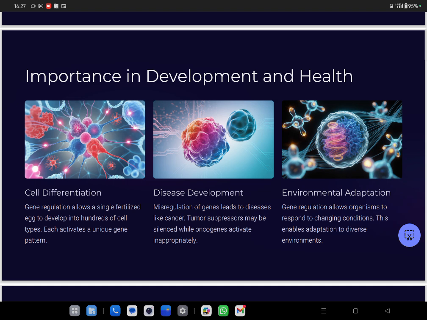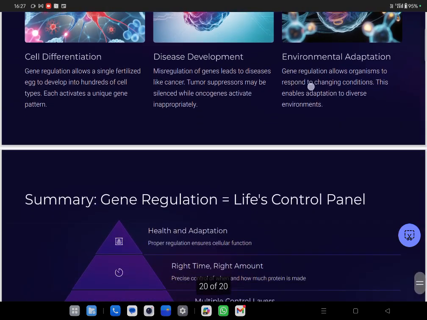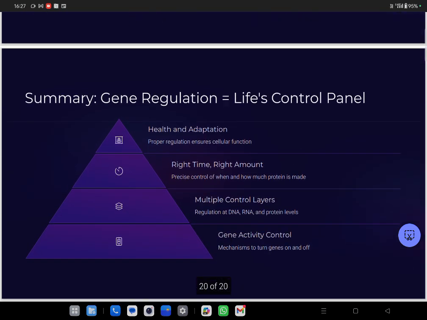Then you have environmental adaptation. Gene regulation allows organisms to respond to changing conditions. So it enables adaptation to diverse environments. To summarize, gene regulation is life's control panel. Proper regulation ensures cellular function. It ensures precise control of when and how much protein is to be made. Regulation of DNA, RNA and protein levels. There are multiple control layers, and there is gene activity control, that is, a mechanism to turn genes on and off.